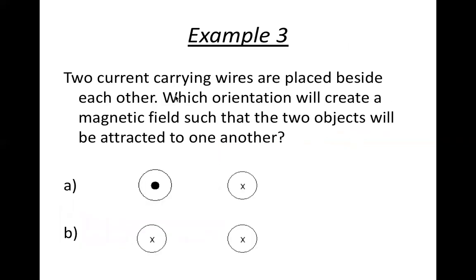So let's try an example. Two current carrying wires are placed beside each other. Which orientation will produce a magnetic field such that the two objects will attract? So I'm going to think, well, what right-hand rule is this so far? Well, there's no coil, so I'm going to use right-hand rule number 1. It's for a straight conductor. This is a straight conductor coming out at me.